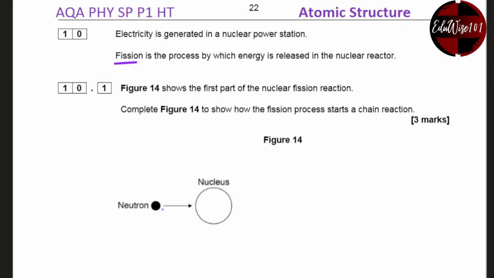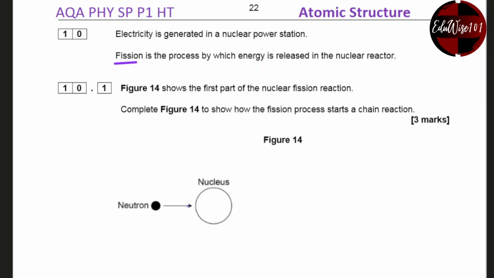Now, a neutron is fired at an unstable nucleus, usually polonium or uranium. Now, the word when we say fire doesn't mean that it's actually going fast. The neutron actually needs to be slow in order for it to be absorbed by the nucleus. Right? Now, they're asking for a diagram.